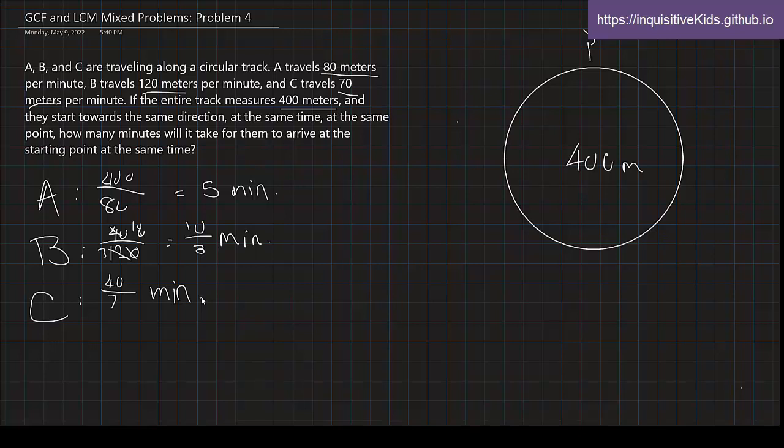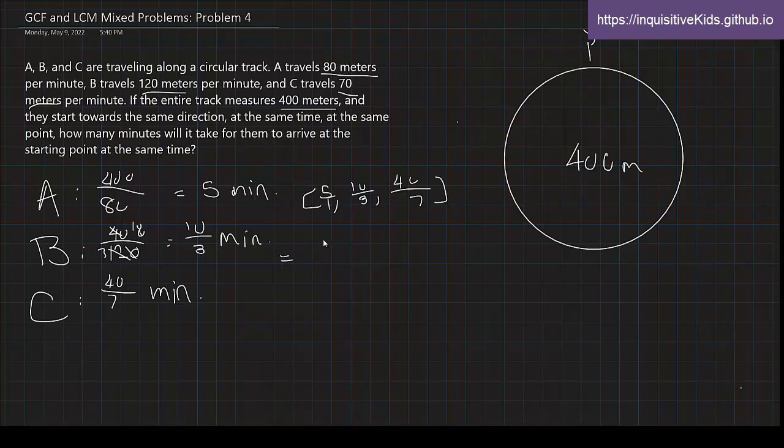Now we're going to have to find the LCM of these numbers. So LCM of 5, 10/3, and 40 over 7. Now this is the hard part because we don't know yet how to do fractions. So here's how you do it. Actually, you want whole numbers, right? So you would first separate the denominators from the numerators. And if you come to think of it, 5 is really a fraction. 5 whole, so 5 over 1.